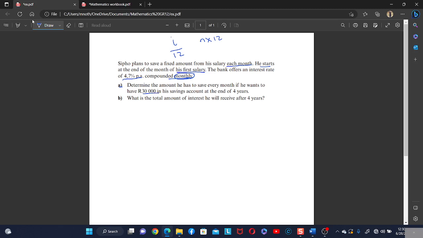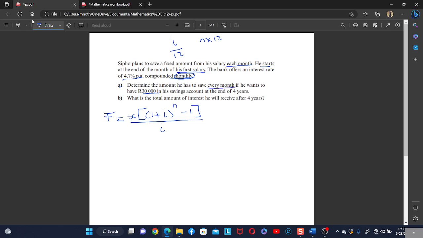Okay, so the formula is F is equal to X, it's 1 plus i, to the power n, minus 1, then all divided by i. So they are saying determine the amount he has to save every month.